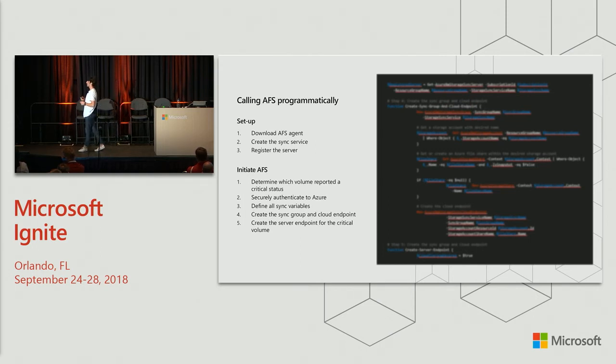I'll determine which volume reported the critical status, securely authenticate to Azure, define my sync variables, so things like the storage account name, the file share name, the storage sync service name. And then I'll create the cloud endpoint, the sync group, and the server endpoint. Once I've done that, Azure File Sync will immediately start tiering that data up to Azure for me. And I can actually specify how much free space I want to be left on that volume. In this case, I've specified 90% just to be dramatic. But in reality, you might want to do something closer to 50 to 80%.